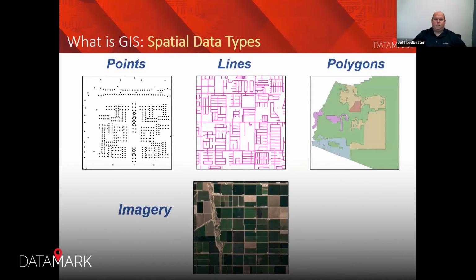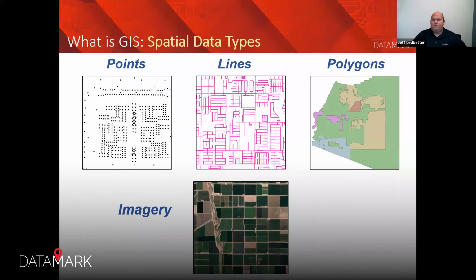And then just to expand a little bit more on spatial data types, you'll hear GIS nerds talking to you about these: points, lines, polygons, and imagery. Points represent a very precise location, something like an address point, right? Lines represent linear features, as the name would imply, things like road center lines for public safety professionals.